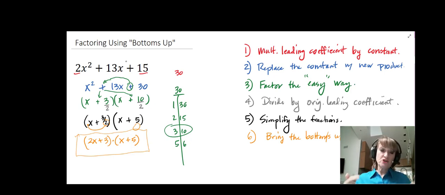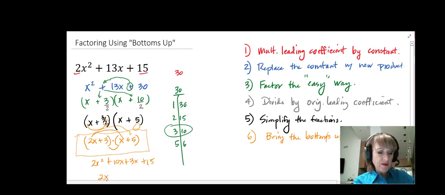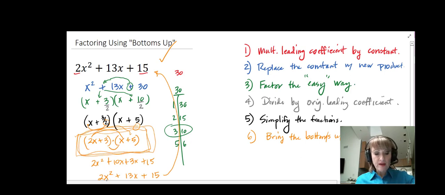We also have to make sure that when we multiply it back together, it goes back to the very beginning. So let's take a look. If I FOIL this, some people like the FOIL, some people like the box method, but I'm going to FOIL it. 2x times x is 2x squared. First, outers plus 10x, inners plus 3x, and lasts plus 15. When I simplify, I have the original trinomial, and that is how I know that I'm correct. So this right here is the factored form. The orange is the final factored form.